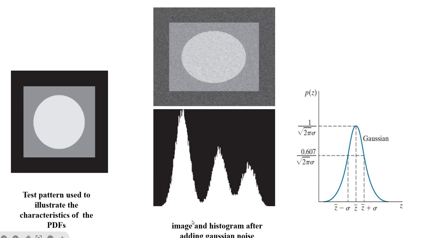Here we are taking a test pattern which is used to illustrate the characteristics of the PDFs. This is just a simple image which we are using in order to see the histograms and to know the characteristics of the PDFs. This is the image and the histogram after adding the Gaussian noise. That is, this was the original image; after adding the Gaussian noise, the image has become like this, and the histogram for this is in this way.